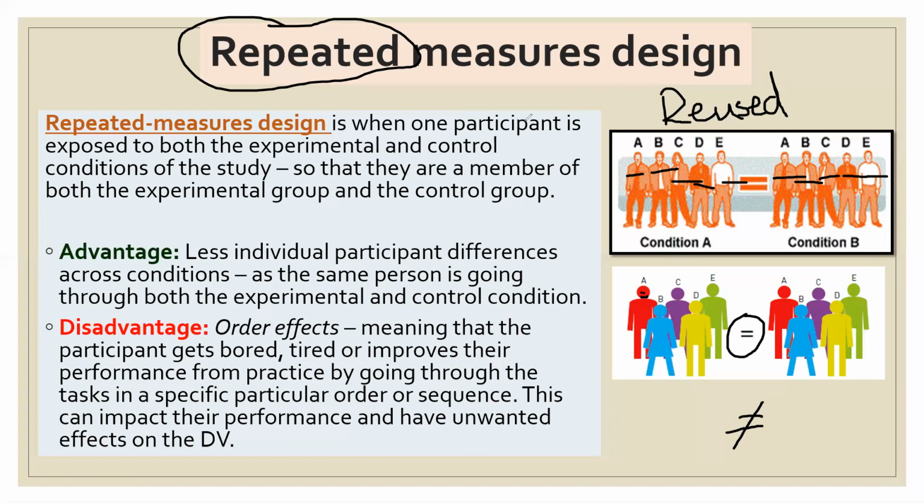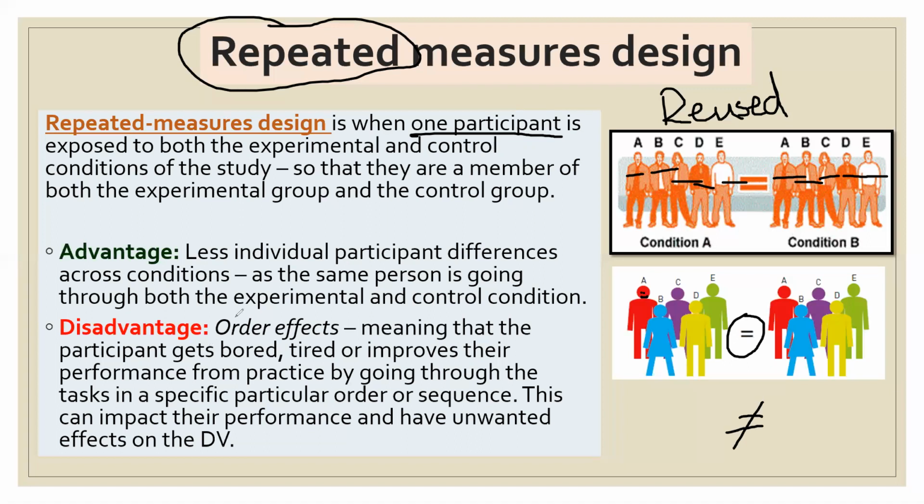Okay, so the repeated measures design is when one participant is exposed to both the experimental and control conditions of the study. And basically they form both the experimental group and the control group. And a question, won't they already know what's going to happen? Yes, that is one of the disadvantages of repeated measures design. They don't really know what's going to happen, but because they already went through the experimental condition, they know what the other group is going to do or has done because they were the other group. So their expectations can actually influence the results in an unwanted way sometimes.